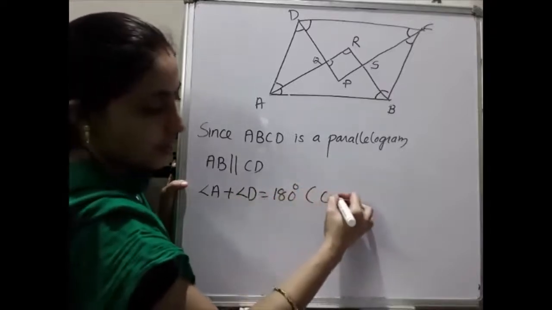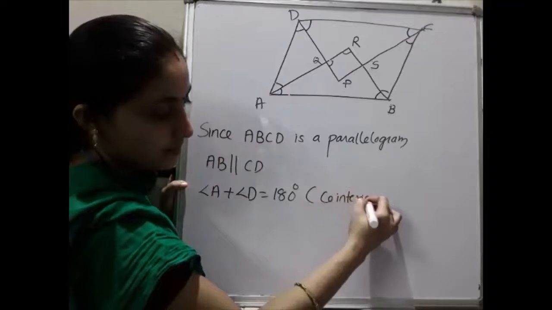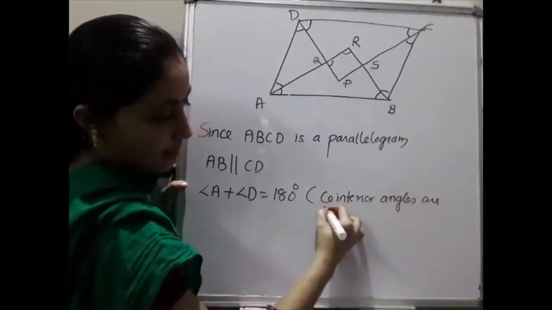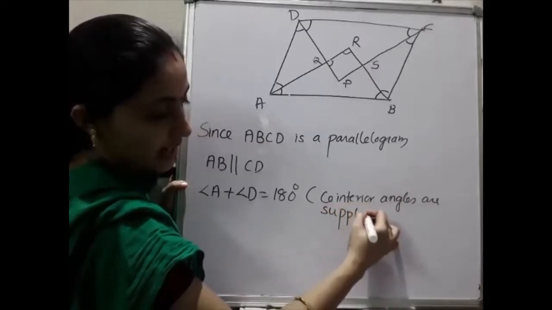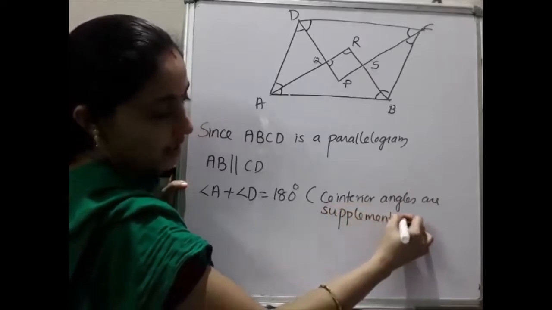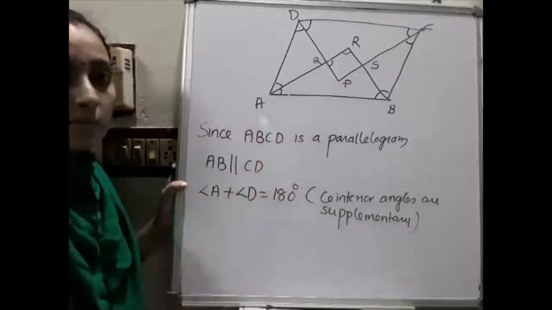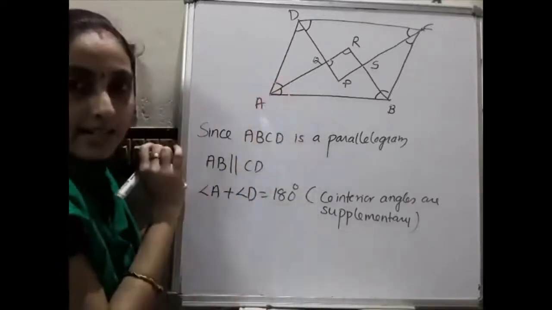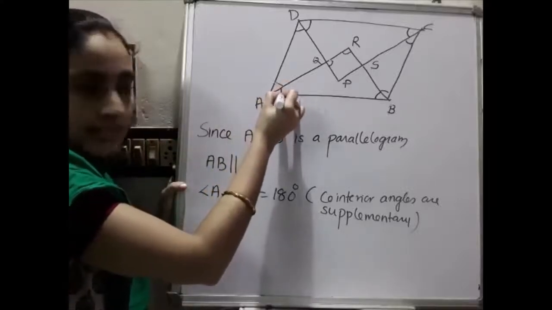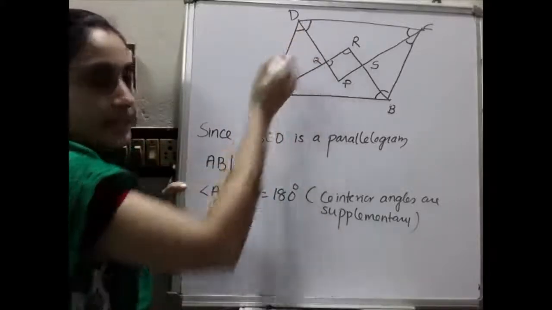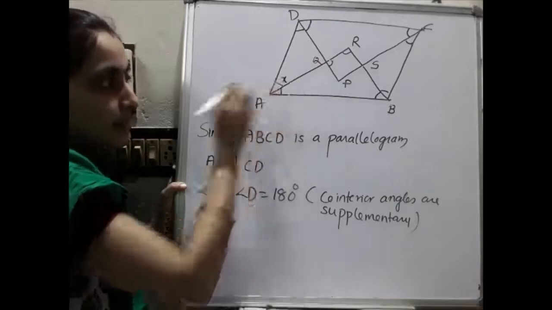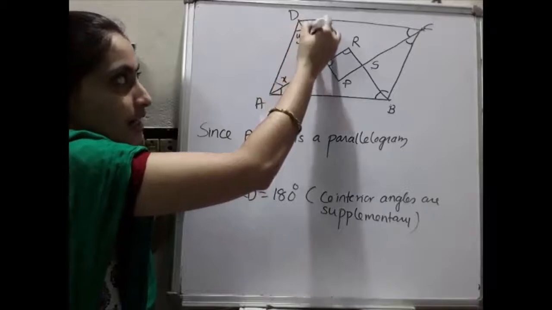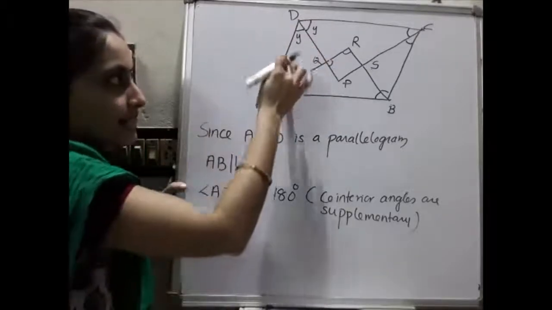Reason? Co-interior angles are supplementary. That is already given, since ABCD is a parallelogram, we can write. And we already know the angle bisector. Angle bisector means this angle is same as this angle, and this angle is same as this angle. So I will mark this as angle X. If it is X here, here also X. If this is Y, here also Y. So you can write X and Y.